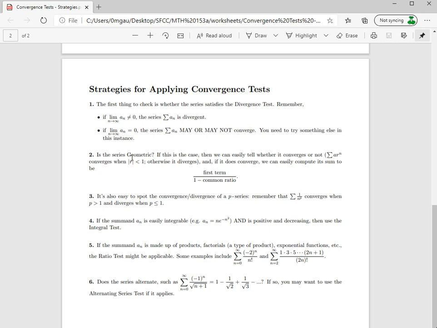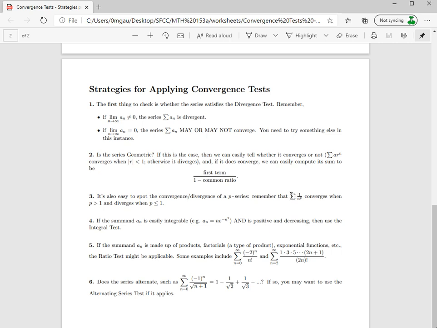Now, is the series geometric? This is also usually very easy to determine. Is there a common ratio for the series as you move from term to term? If it is geometric, then we can easily tell whether it converges or not, because remember, a geometric series will converge when the common ratio r is strictly less than 1 in absolute value, and otherwise it diverges. And if it does converge, furthermore, we can compute its sum using first term divided by 1 minus common ratio.